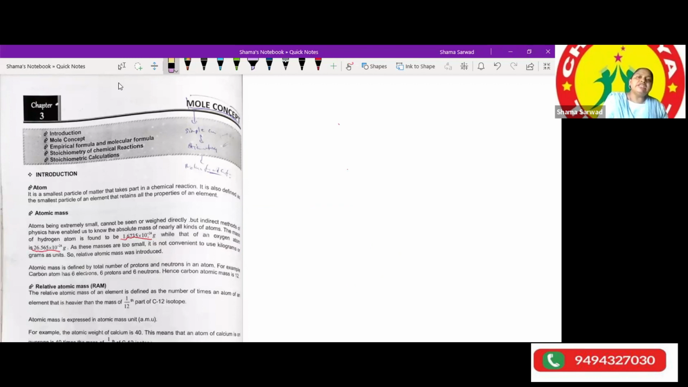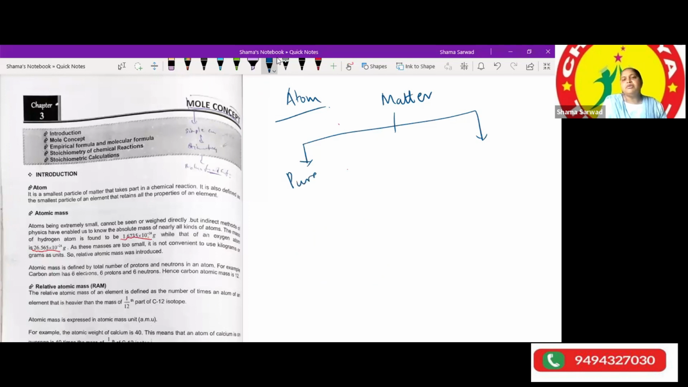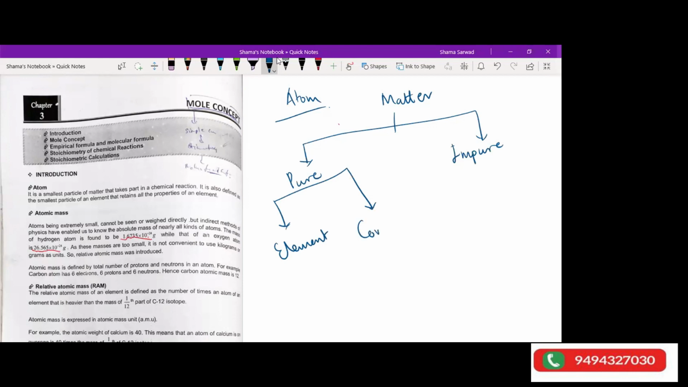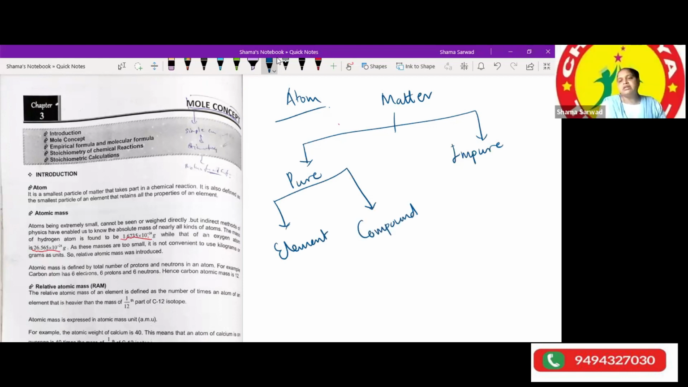Fine. Now what are we going to see? We are going to see about the atom. What is the atom? You know that matter, right? Matter can be classified as pure and impure matter, correct? Pure matter is further classified into two parts, that would be element and compound, correct? And the impure matter is nothing but the mixture.